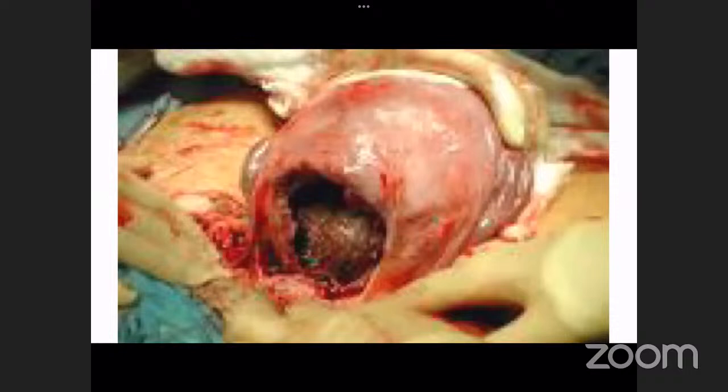This is a repair with the uterus out. You bring the uterus out of the abdominal wall, repair it, close it, then return it back.